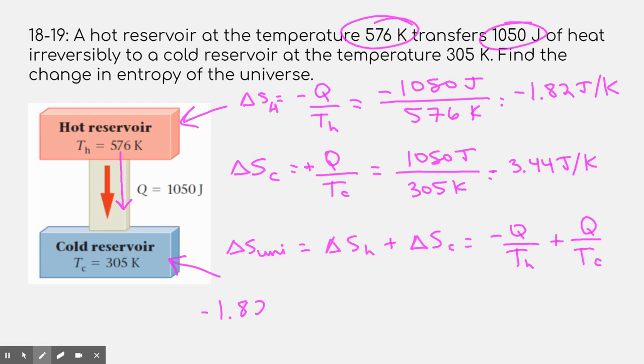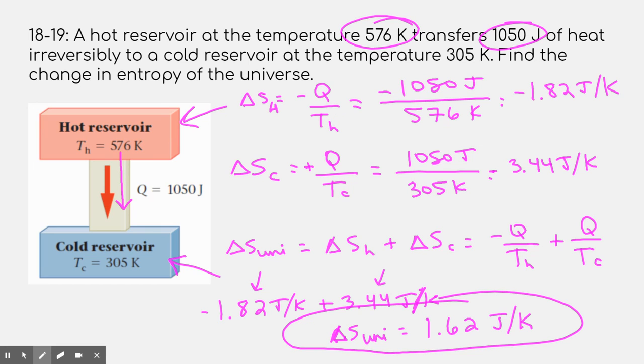Negative 1.82 joules per Kelvin was the change in the hot reservoir. In the cold reservoir, it was 3.44 joules per Kelvin. And when we do this math, we will find that the delta S of the universe, so the total change in entropy in the universe, is going to be 1.62 joules per Kelvin. So even though we saw an entropy decrease in the hot reservoir, we saw a large increase in the cold reservoir. So we know that we're going to have an overall entropy change of 1.62 joules per Kelvin.